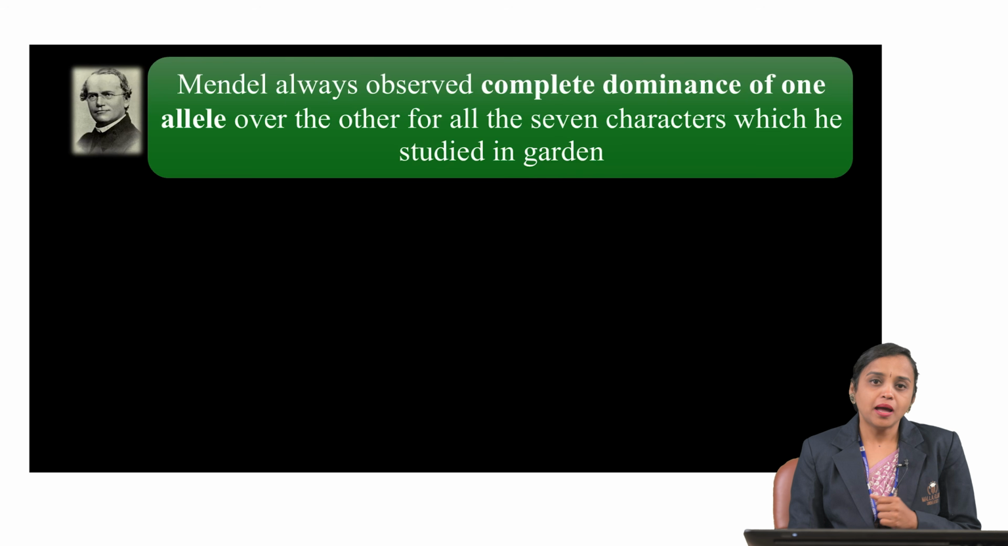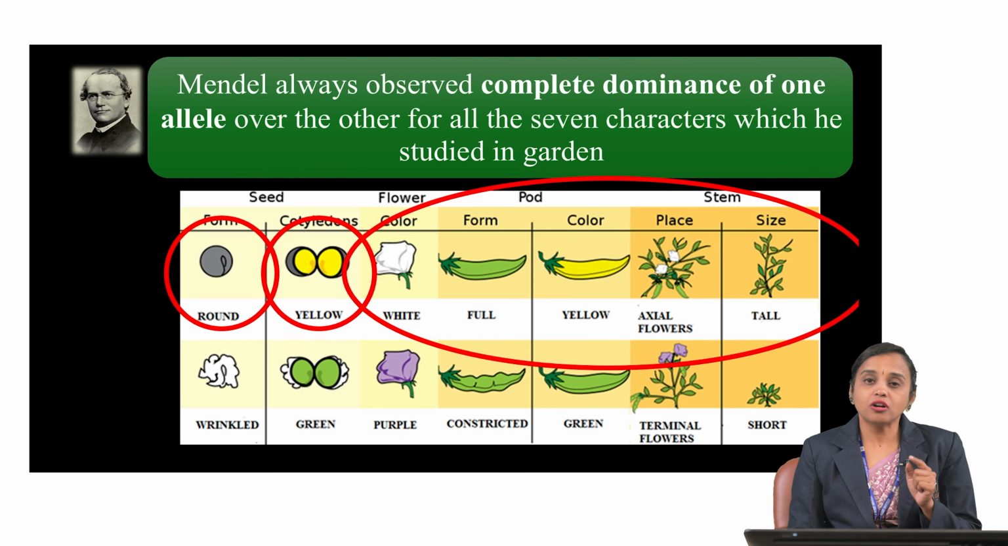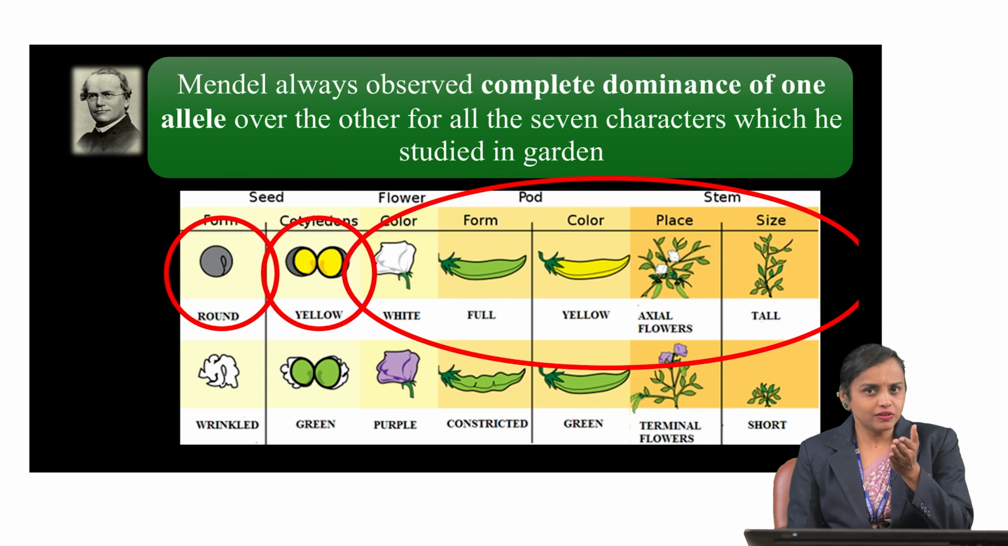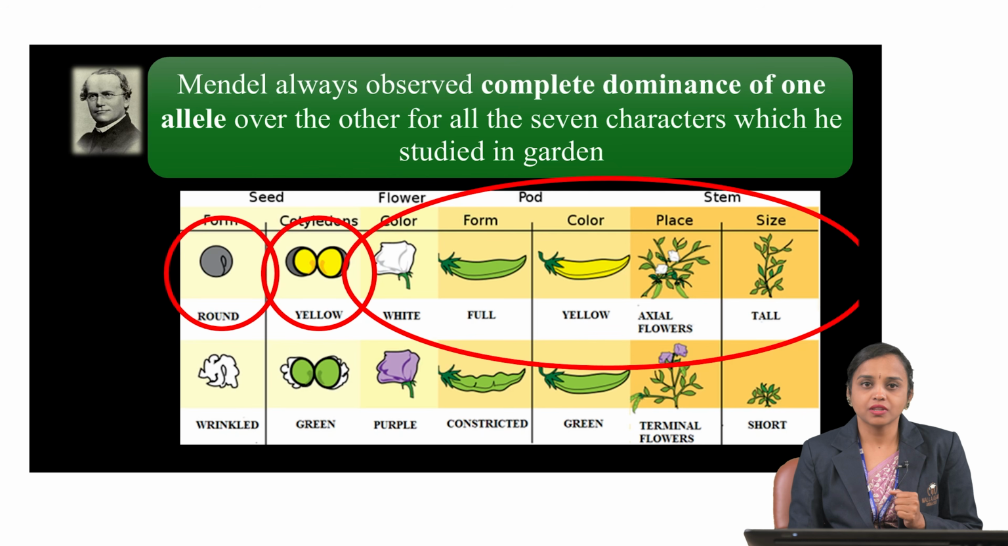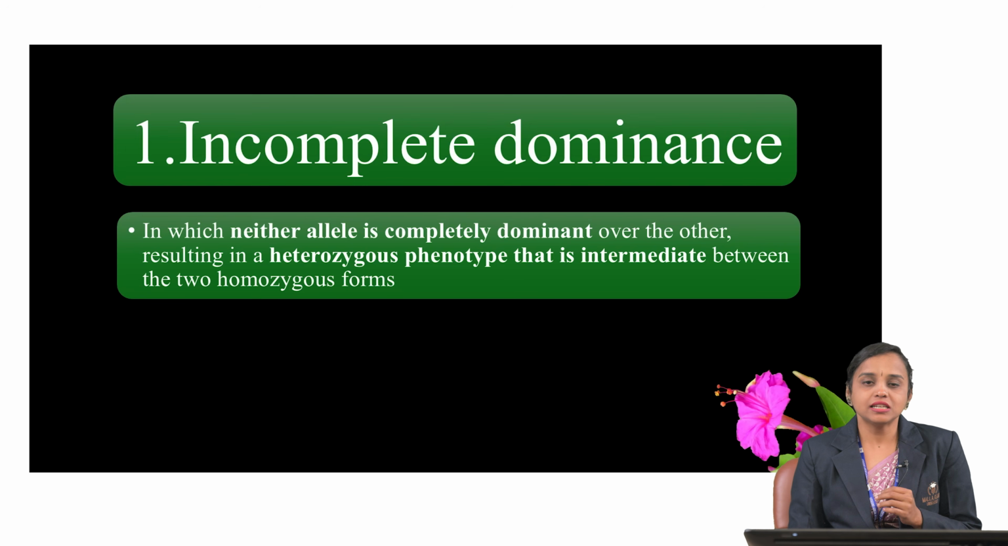So we shall start. Mendel always observed complete dominance of one allele over the other for all the 7 characters which he studied in garden pea. For example, round was completely dominant over wrinkled for seed shape, yellow for cotyledons, and likewise for flower, pod, and stem traits. But it was observed that sometimes neither allele is completely dominant over the other, resulting in heterozygous phenotypes that are intermediate between the 2 homozygous forms, which is called incomplete dominance.